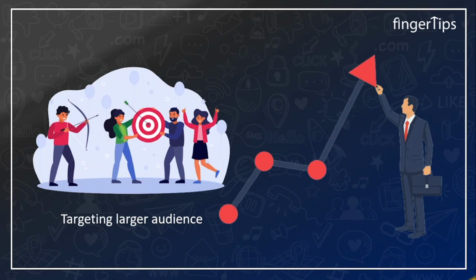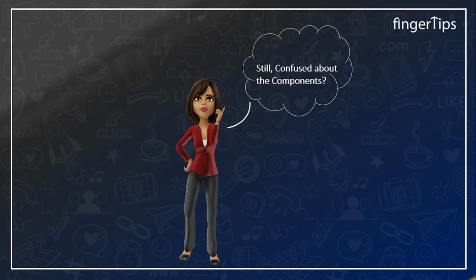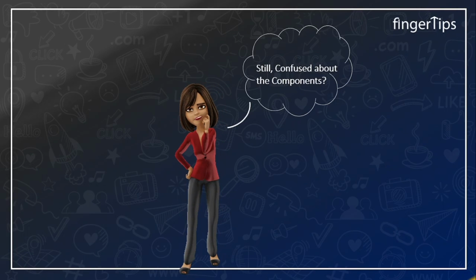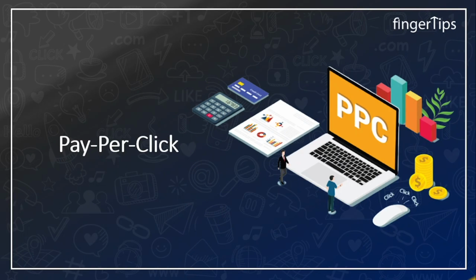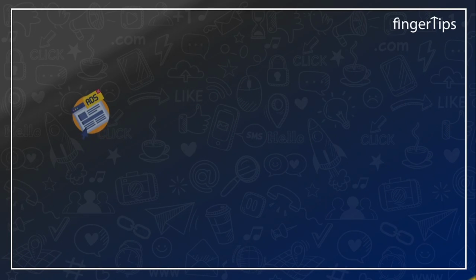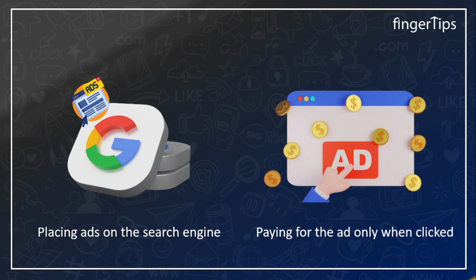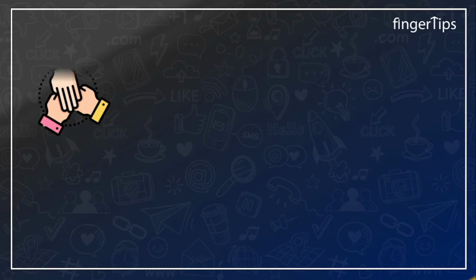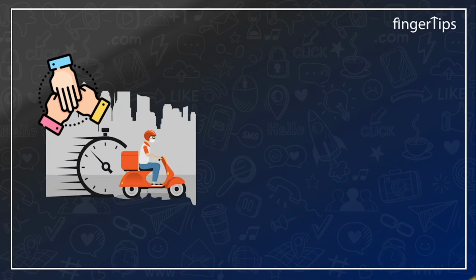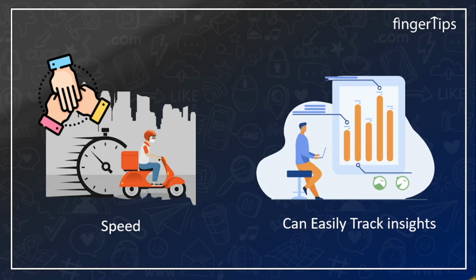And targeting a larger audience and increasing the reach at the correct cost is much easier with various components of digital marketing. Wait, confused about what these components are? Okay, let's discuss some of them. Starting with the first one, that is PPC. PPC stands for pay per click, which means placing the ads on search engine and paying for the advertisement only when it's clicked. The two reasons companies love to use the PPC form of digital marketing are speed and ease in measuring and tracking the insight.